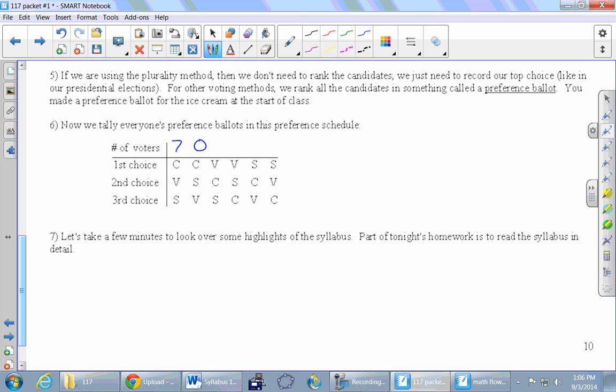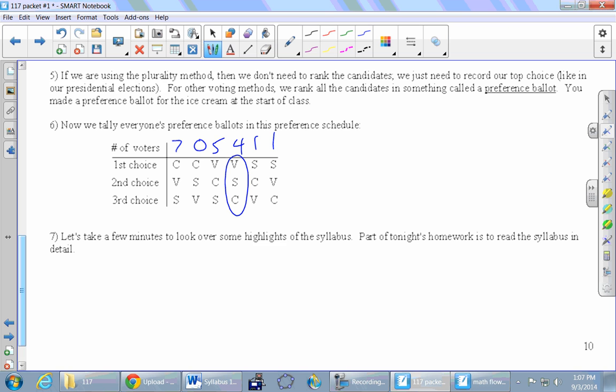The next one, vanilla, chocolate, strawberry. 1, 2, 3, 4, 5. Five. Next one, vanilla, strawberry, chocolate. 1, 2, 3. I'll count myself as 4. This is the right answer, by the way, in case you were wondering. Fifth column, strawberry, then chocolate, then vanilla. 1. Strawberry, vanilla, chocolate, 1.